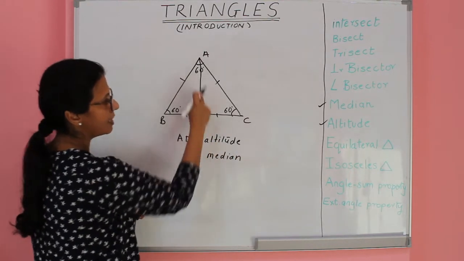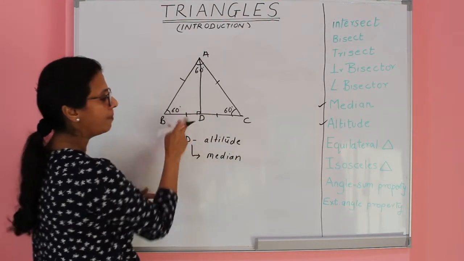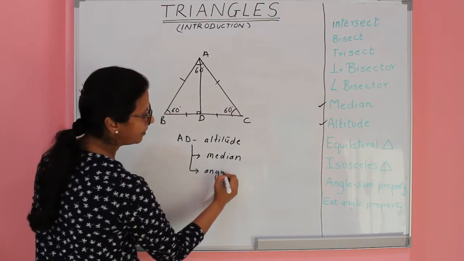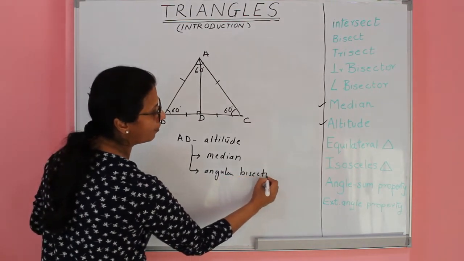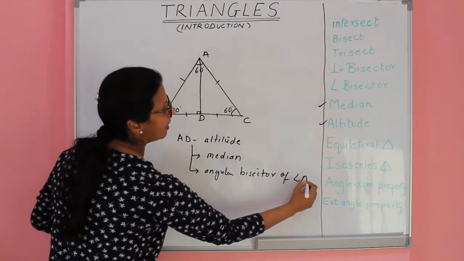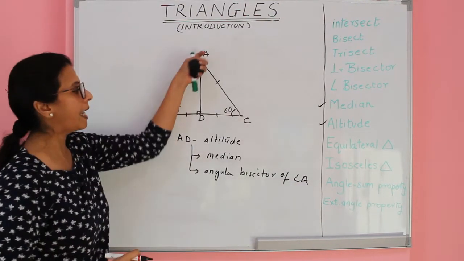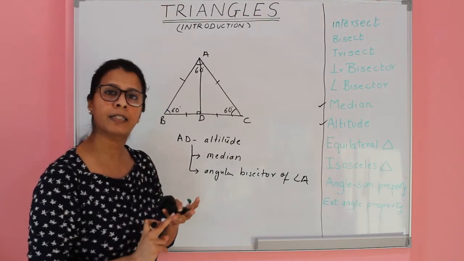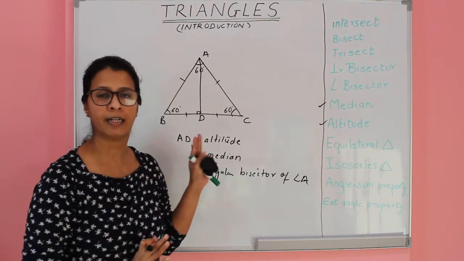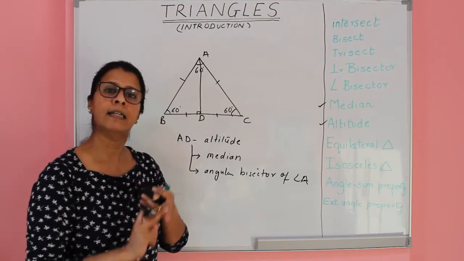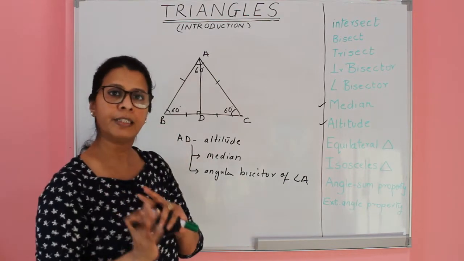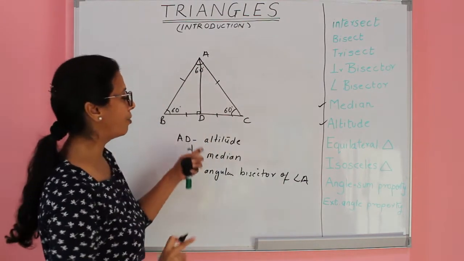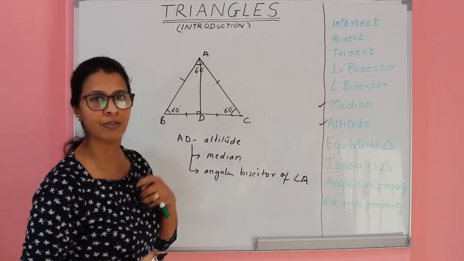Why is it a median? Because it's a perpendicular bisector, it bisects this side equally. So it's a median also, and it is also the angular bisector of angle A. So my AD, it is the same. The median, altitude and angular bisector are all the same for an equilateral triangle. It is not true for any other triangles, where medians and altitudes are all different. But for an equilateral triangle, AD is going to be a perpendicular bisector, a median, and an angular bisector also.